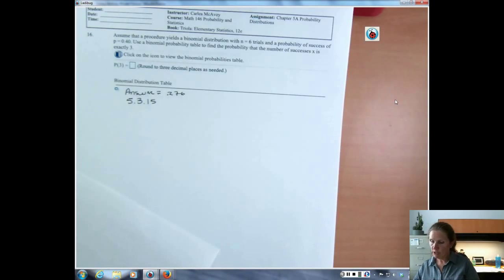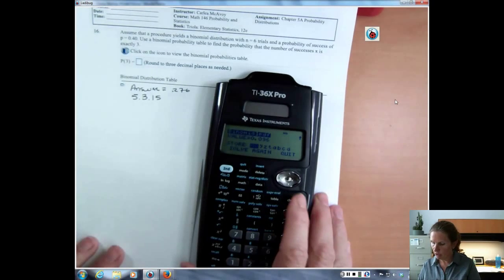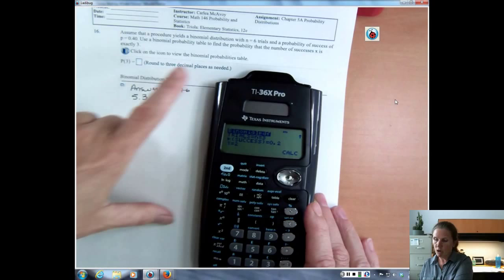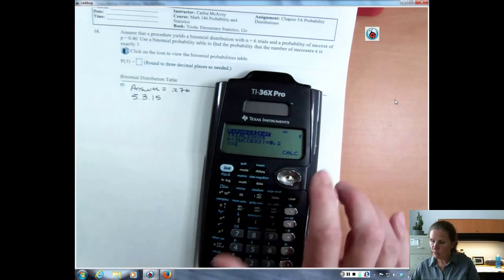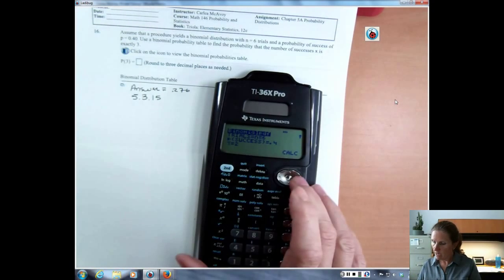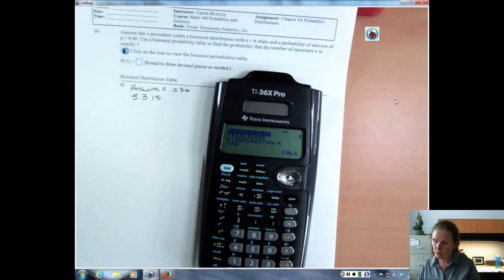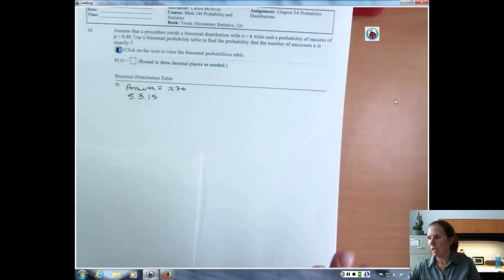Alright, so for this one, they have the same thing again, except I'm going to solve this again. Now it says that there are 6 trials. So there's 6. It tells us the probability of success is 0.4. And it tells us the number of successes is exactly 3, so that's 3, and that gives me the 0.276. Now you might notice that this says to use the binomial probabilities table, which I have over here, but you're going to use your calculator.